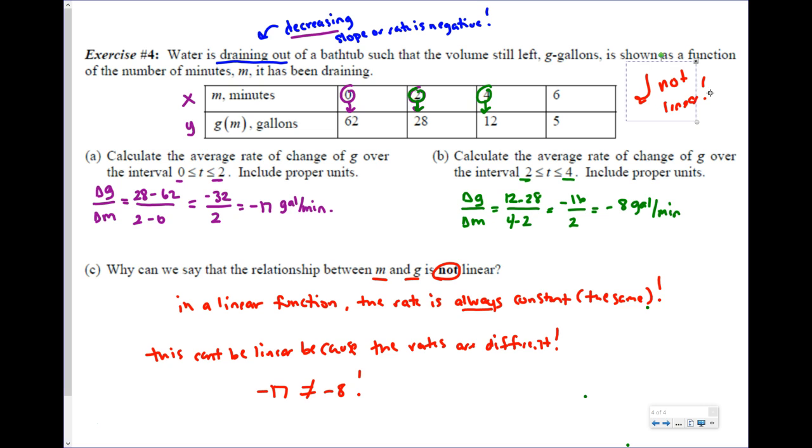This is something else that we're going to talk about later. So it's really important to recognize that if you have an interval in the same function looking at two different intervals and they're not the same, they're not linear, they're not constant.